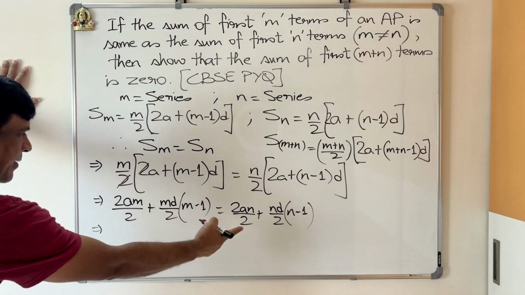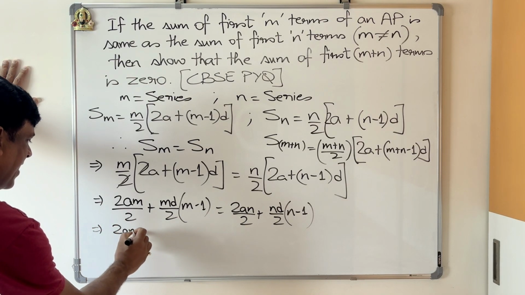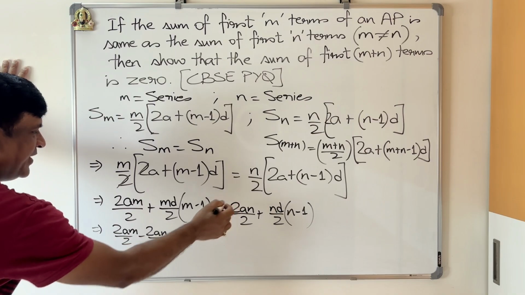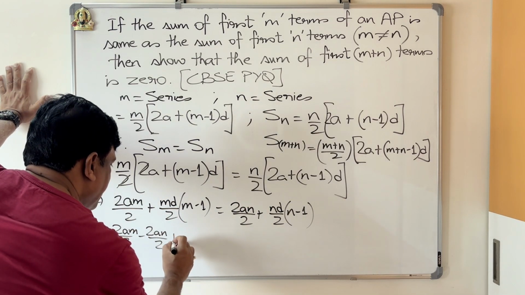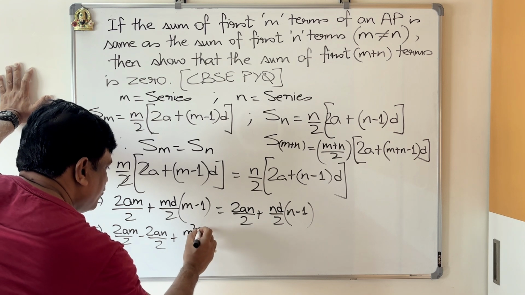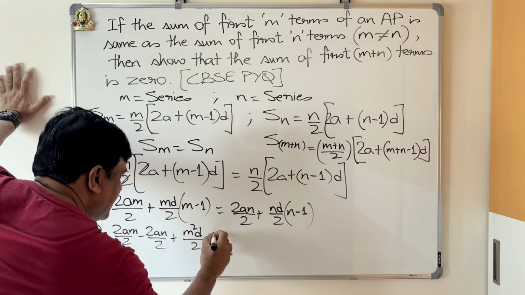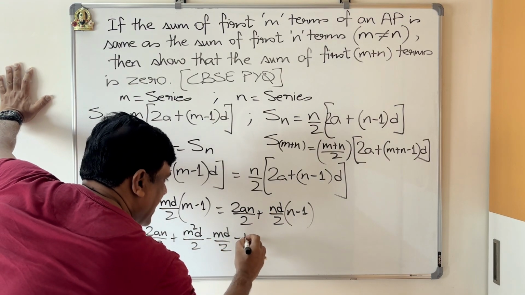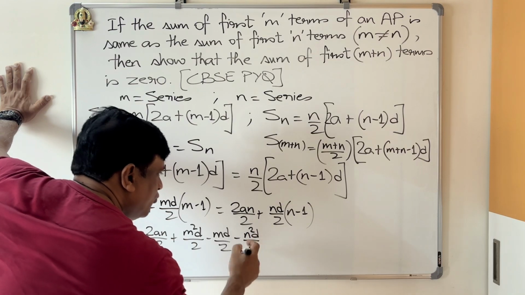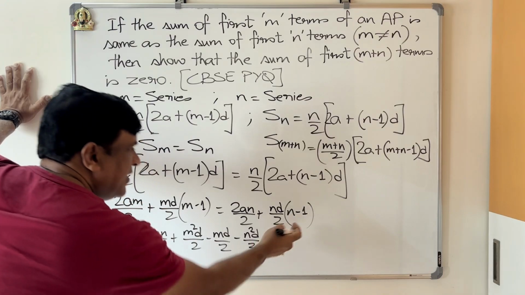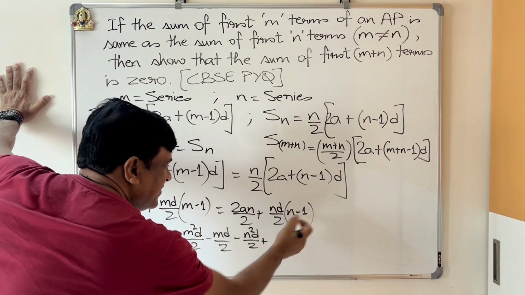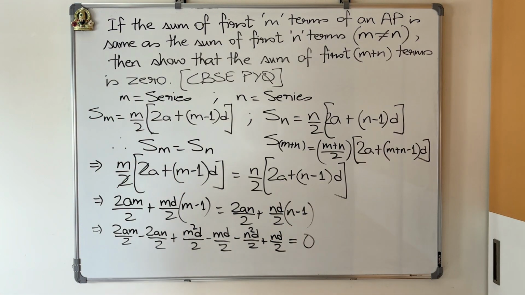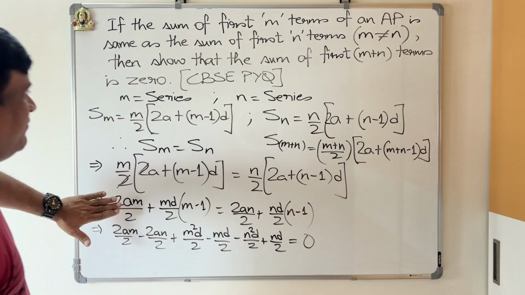Now what I'm going to do is bring these to this side. So 2am by 2 minus 2an by 2. I bring this on this side. And here this will become m square d by 2 minus md by 2. And when you bring this one to this side, it will become minus n square d by 2, and since this is a minus over here, when it comes to this side, it will become plus nd by 2, is equal to 0. I don't have anything on the right side, equal to 0, because I've brought everything over to this side.